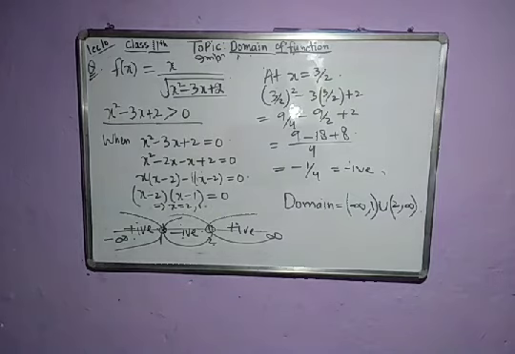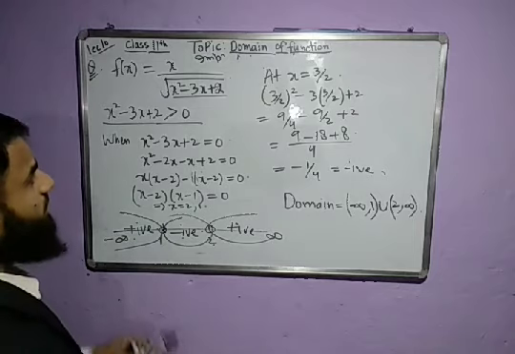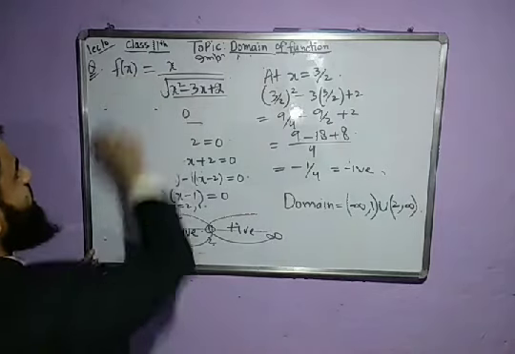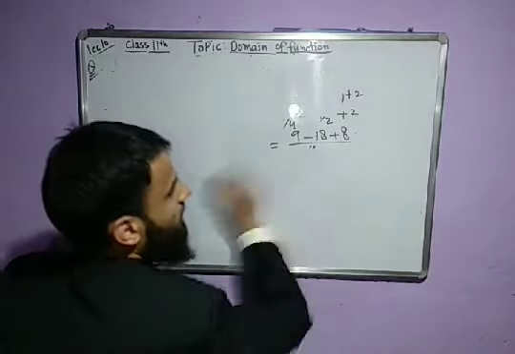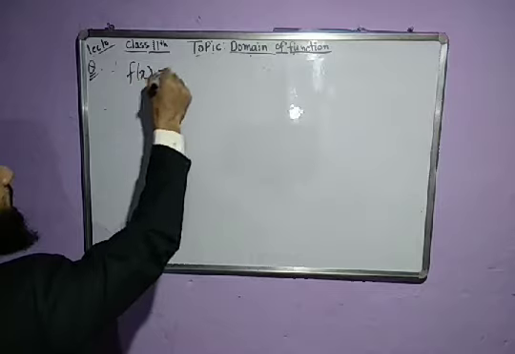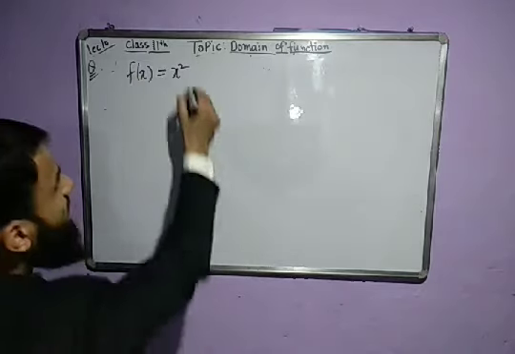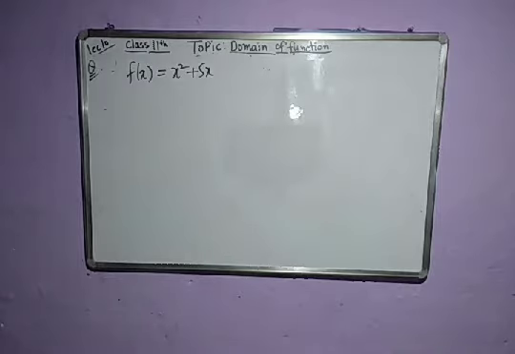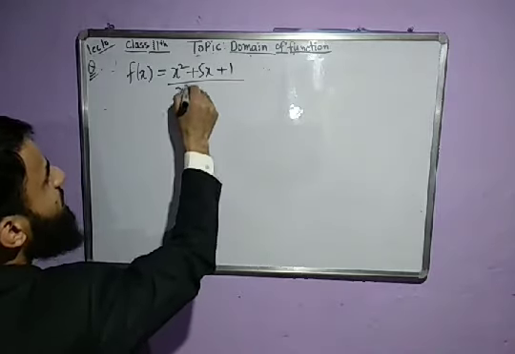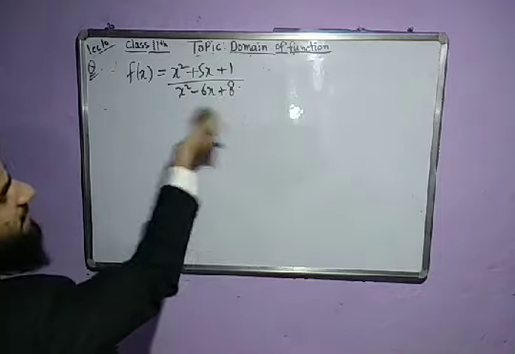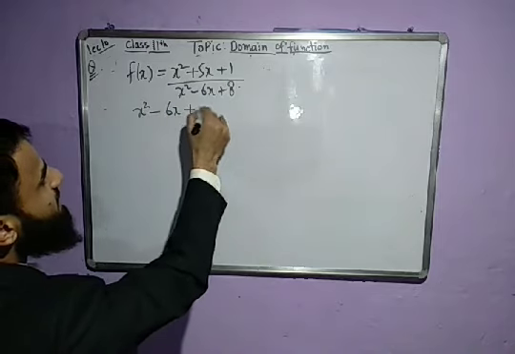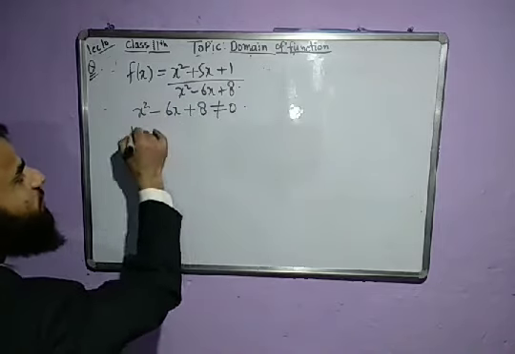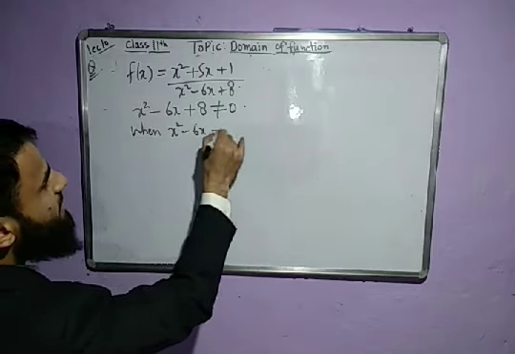Okay. Now, last question. I will discuss the last question. There is a question, f of x is equal to x square plus 5x plus 1 divided by x square minus 6x plus 8. It's very simple. For this function to be defined, the denominator should not be equal to 0. That means x square minus 6x plus 8 should not be equal to 0.